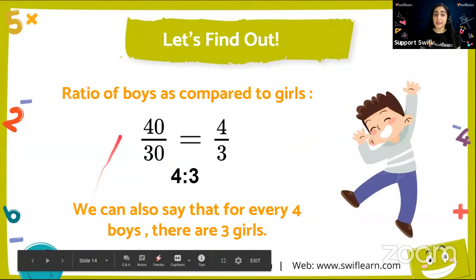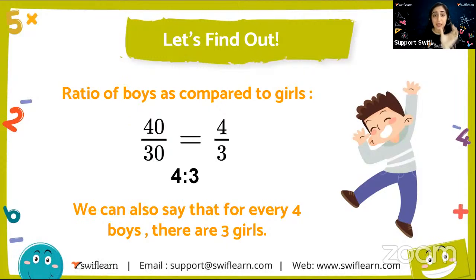It says the ratio of boys, so we are comparing the ratio of boys. So boys is first, right? That is what the question was saying, comparing the number of boys with the number of girls. Boys are first. So we'll write the number of boys on the top and the number of girls at the bottom, right? So I'll write number of boys were 40 and number of girls were 30. So I'll write 40 over 30. I have written it is equal to 4/3.